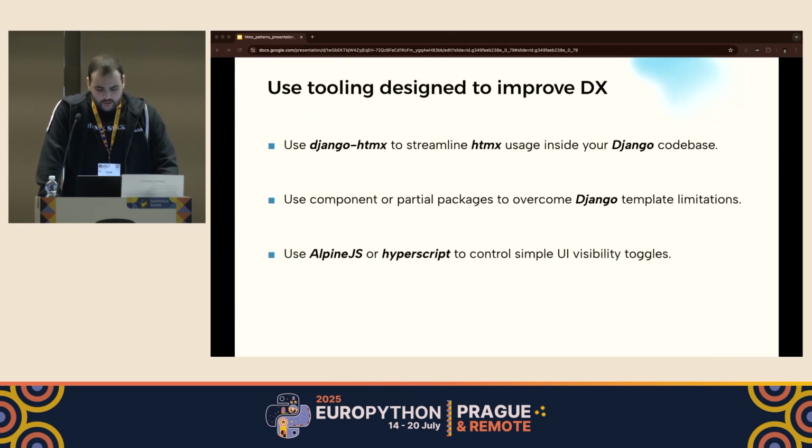Next is the tooling. There's a lot of tooling being built to improve HTMX usage. Django HTMX is a good package to allow you to reference some HTMX quirks inside Django. As I stated before, using component packages is also very useful for templates. And a small JS library, I don't think it's a bad usage for simple UI visibility toggles, unless you have a component library that does that for you.